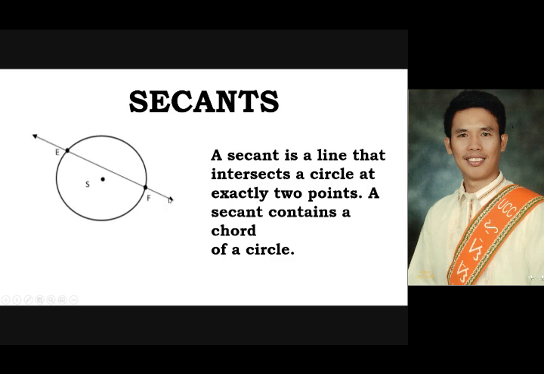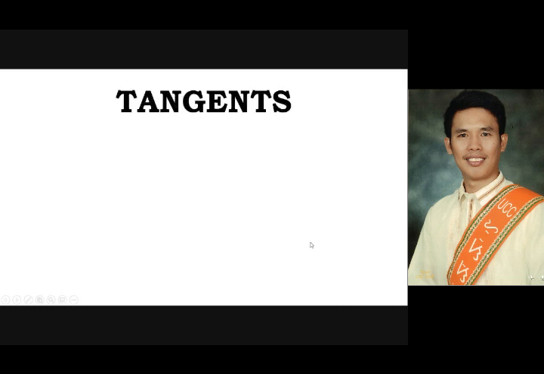From the definition, a secant line intersects the circle. So when a secant line intersects the circle, it touches 2 points on your circle. So in circle S, the line EF is what we call the secant line. Next one here is what we call the tangents or the tangent line.